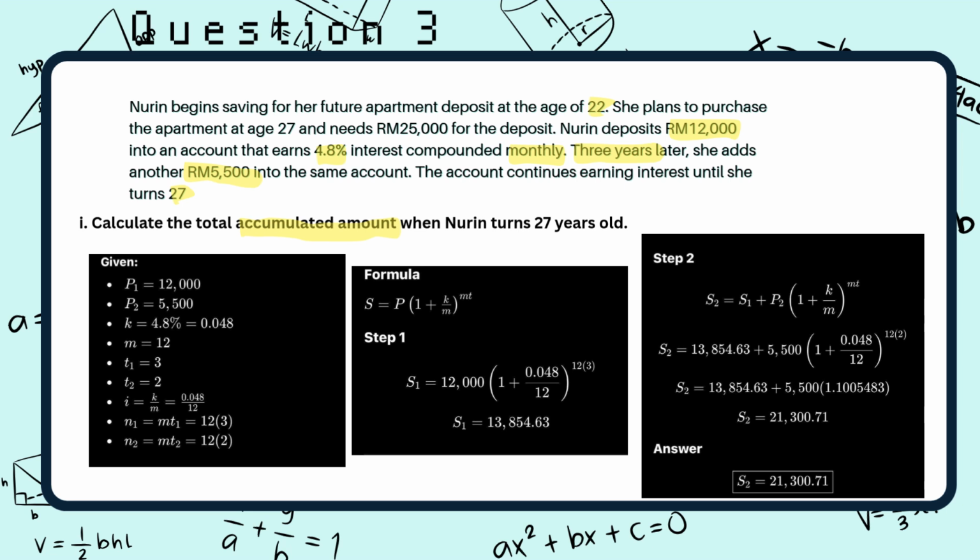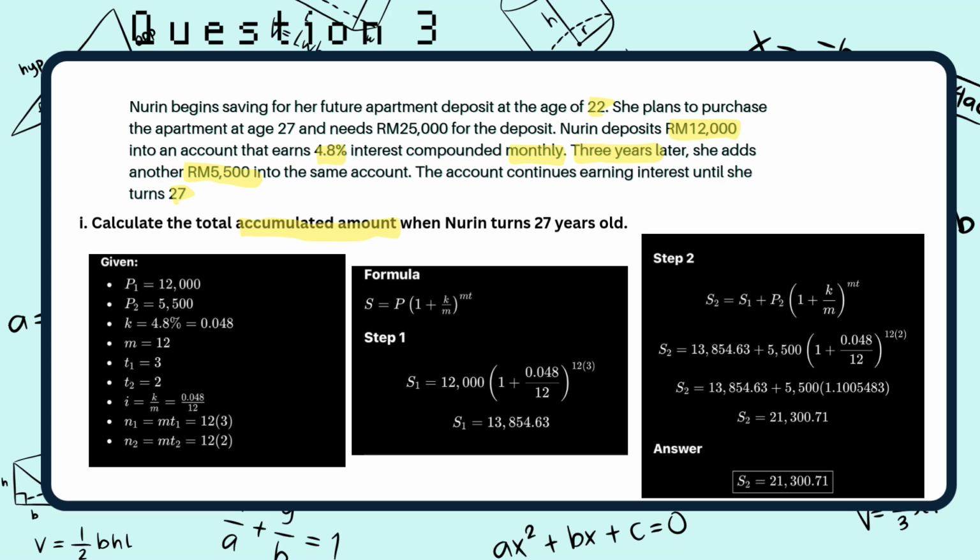She adds another amount. At age 25, she adds another 5,500 ringgit into the same account. So the account keeps earning interest until she turns 27.